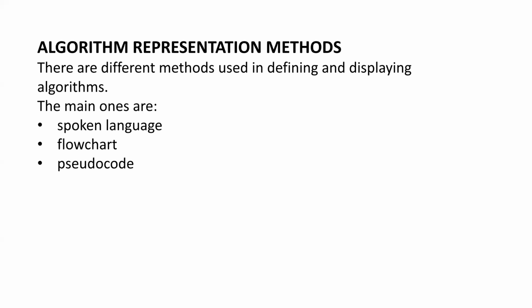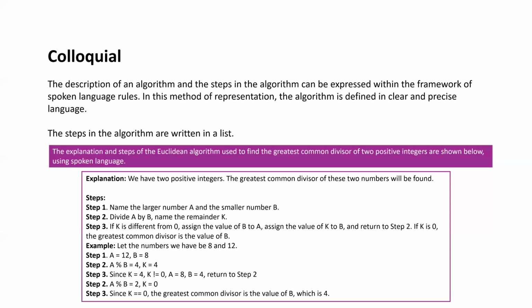And algorithm representation methods. There are different methods used in defining and displaying algorithms. The main ones are spoken language or daily language, human language, and the second one, flowchart, and the third one, pseudocode. Flowchart and pseudocode are so important for us because you will create your own flowchart and pseudocodes in your exams, in your exam questions. You will create your own solutions.